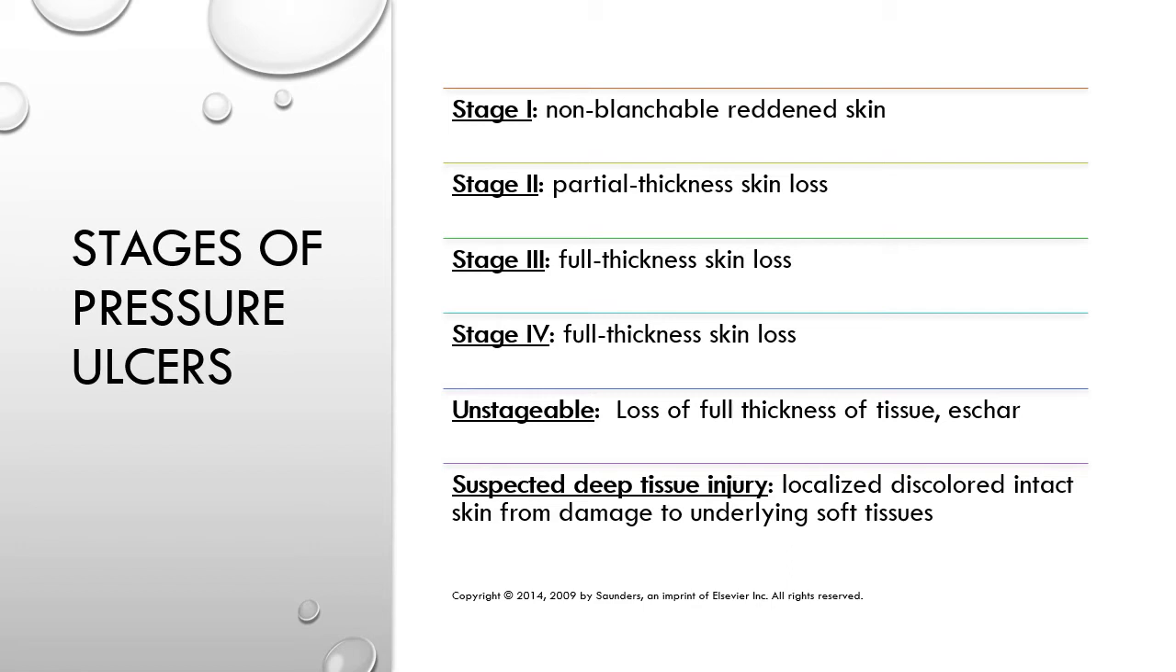Stages of pressure ulcers. This is also in your book. Make sure you can identify by description what stage the wound would be. If we don't have really identifying features, maybe there's just a big dark purple spot, we can't tell how deep it is, it's unstageable, or suspected deep tissue injury.